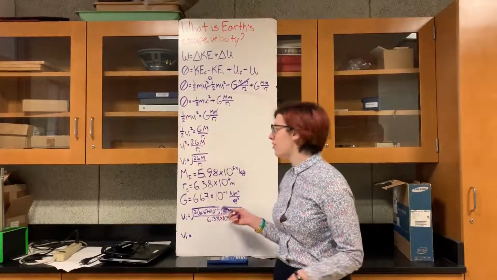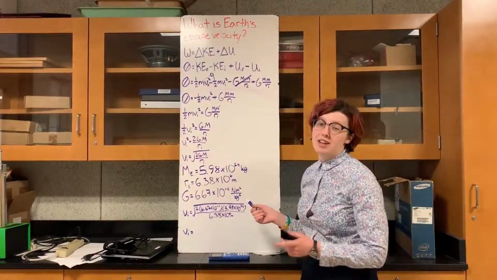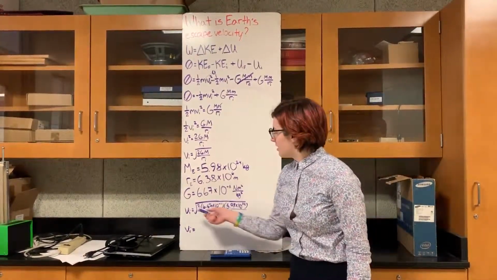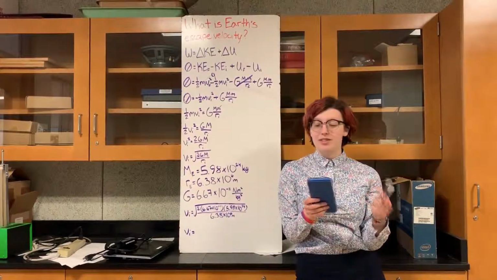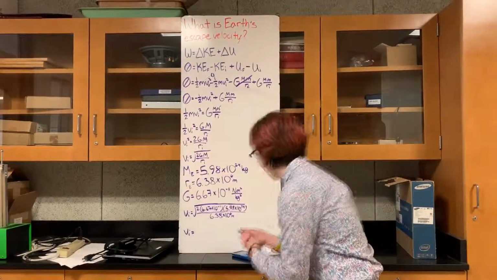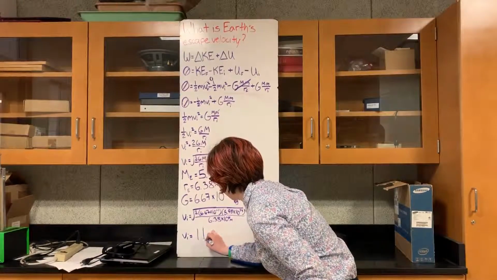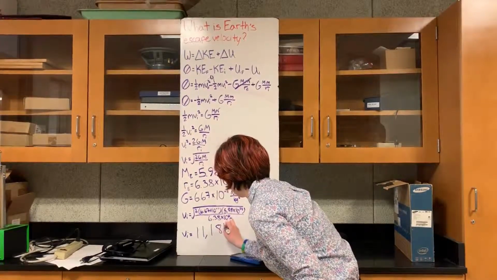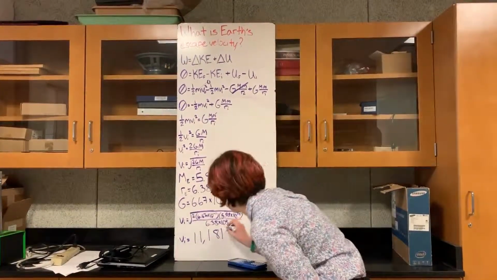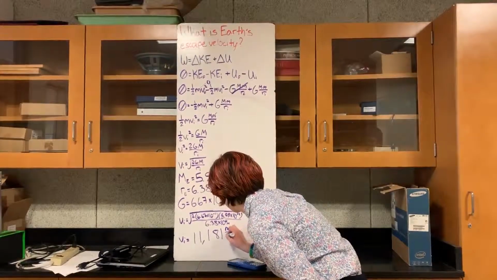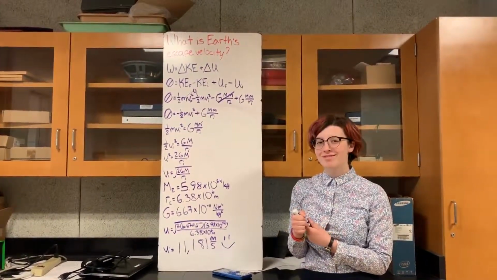Now all that's left to do is plug it in. I have the mass of the Earth, the radius of the Earth, and G, which is the gravitational constant. Then we simply plug it in, and the escape velocity is equal to 11,181. The unit is meters per second. That's like Mach 32.